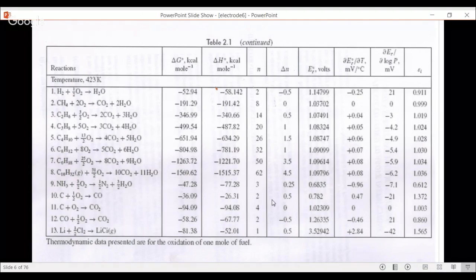1.372. Let's say C plus half O2 giving CO2, CO. C plus O2 giving rise to CO2 also, delta N is 0. Therefore, the maximum potential and realizable potential will be equal. CO plus half O2 giving rise to CO2, delta N is minus 0.5. Therefore, you can see the potential will be like this.